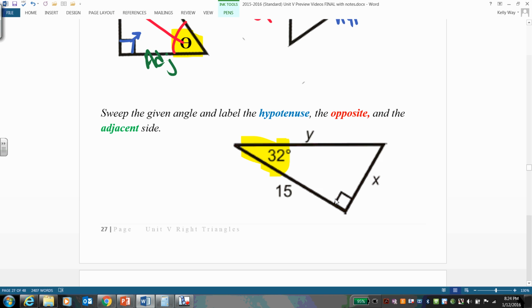Okay, step one, there's your right angle, so y is going to be your hypo. Across from the angle, you sweep the angle and go across, and this is going to be considered your opposite side. And then next to the opposite side, or next to the angle, that's going to be considered your adjacent side. Opposite, adjacent, and hypo.